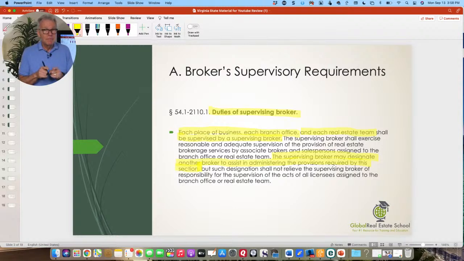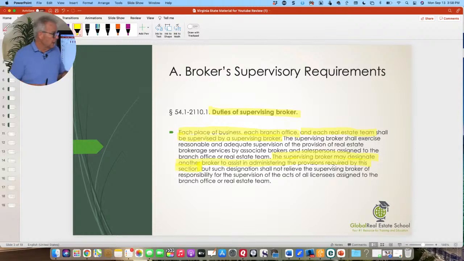The supervising broker has to manage that office appropriately, but what you have to remember is this: it doesn't relieve the main broker. In my example, it would not relieve me of the duties and the acts of all of those licensees in the office. If I designate someone as a branch manager and they're not doing their job, and there are licensees who violate the license law in Virginia at that office, as the head broker, the supervising broker of the entire company, I'm still responsible for those acts.